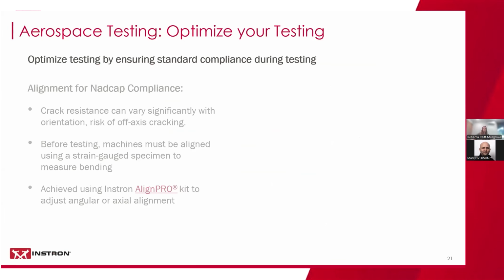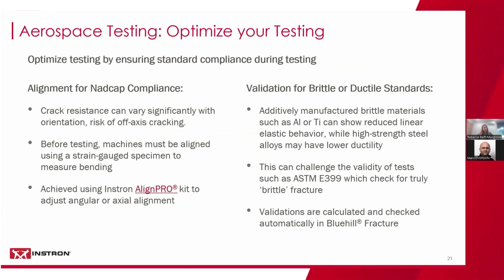So how do we optimize those tests? Well, perhaps even more important than throughput, although throughput is always important to all of the industries we work with, we want to optimize testing by ensuring standard compliance. So aerospace is a very standard-driven world. You want to make sure you're always meeting compliance requirements so that your plane is allowed up in the air and your parts are allowed in the plane. So two different compliance aspects that we consider here.